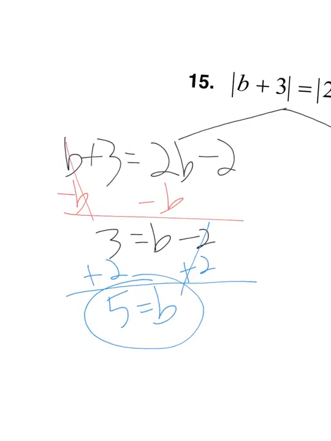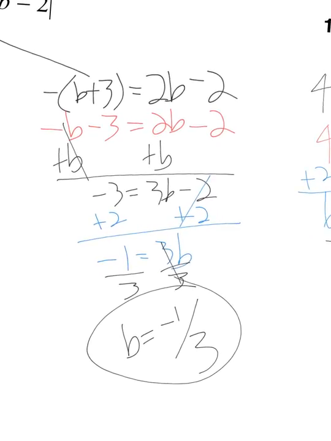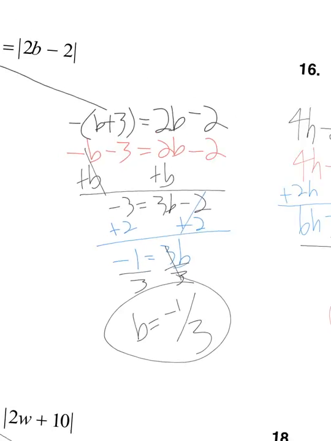I got b plus 3 equals 2b minus 2, so I minus b to the other side. I get 3 equals b minus 2, so I added 2 to the other side, and I got b equals 5. On this one, when I distribute the negative, I got negative b, and then minus 3 equals 2b minus 2. So I added b this side, and I got 3b. And then when I add 2 over there, it's a negative 3 plus 2, so I get negative 1 equals 3b. So when I divide by 3, I get a fraction of negative 1 over 3.